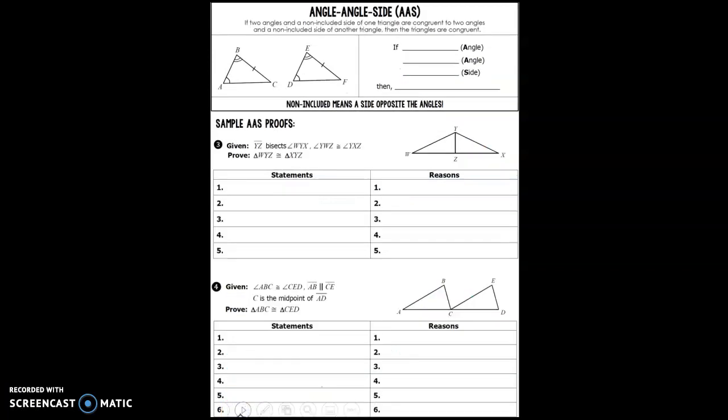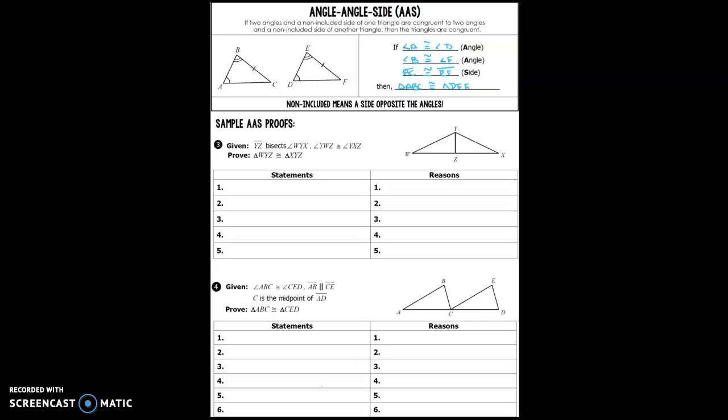Alright, so now let's talk about angle angle side. If we have triangles ABC and DEF, angle angle side tells us if two angles and a non-included side of one triangle are congruent to two angles and a non-included side of another triangle, then the triangles are congruent. So if we know that angle A is congruent to angle D, and we know that angle B is congruent to angle E, and the side length BC is congruent to EF, then we know that triangle ABC is congruent to DEF. Alright, so I'm going to do this first proof, and then what I want you to do is try the next one on your own.